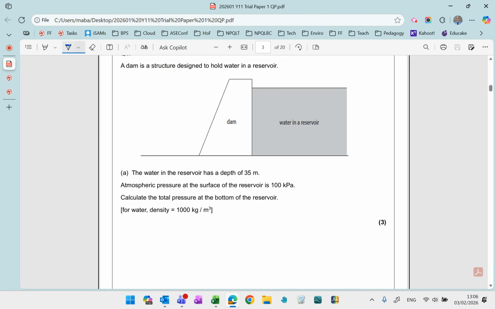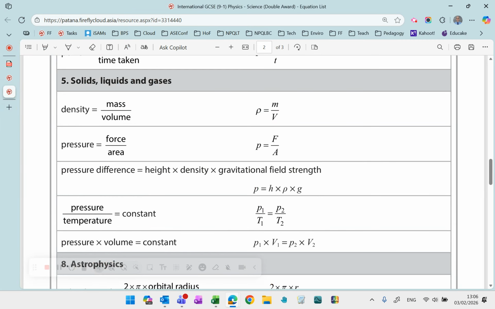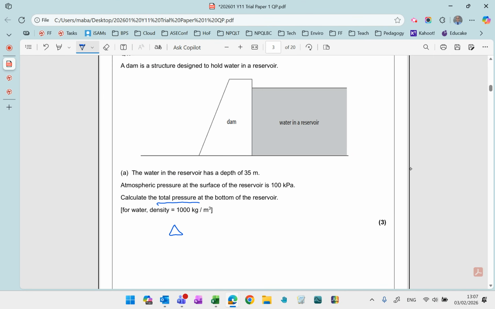Whoops, hold on, it's the total pressure that they're after. So if you can't remember the formula that links pressure and depth and gravitational field strength, you can look it up in the data booklet. It's under section 5, which is solids, liquids and gases, and there it is. Okay, so let's write it down. I'm going to write it down in symbols.